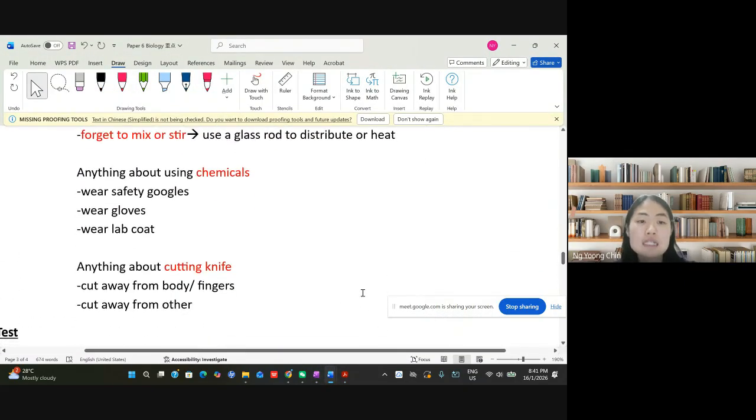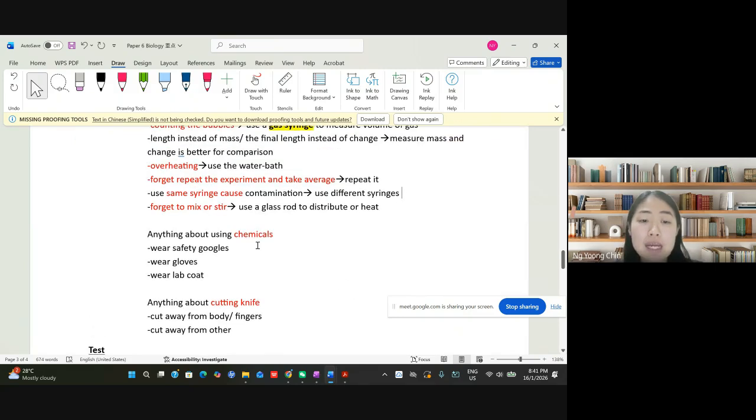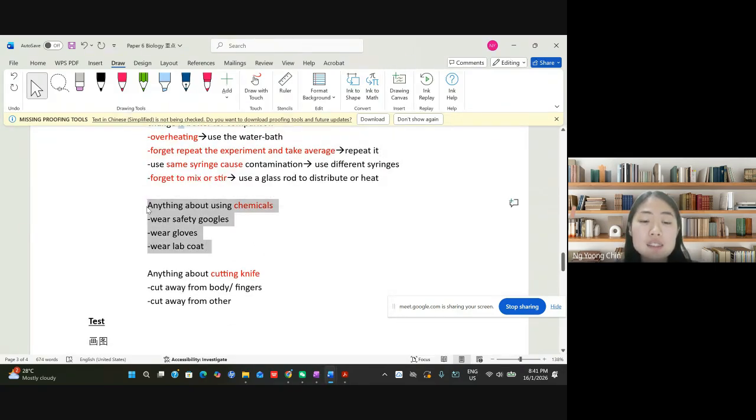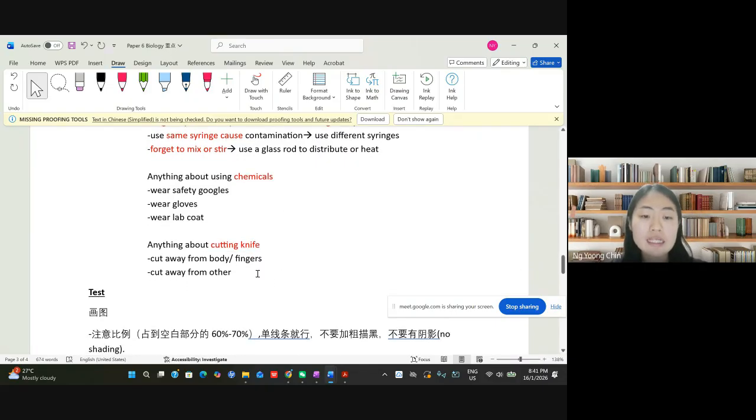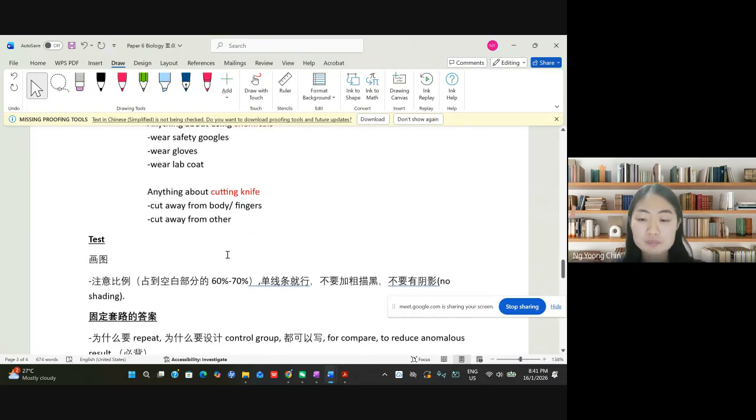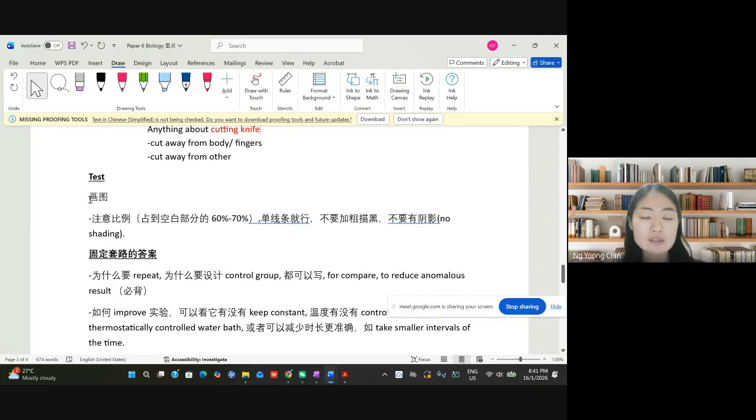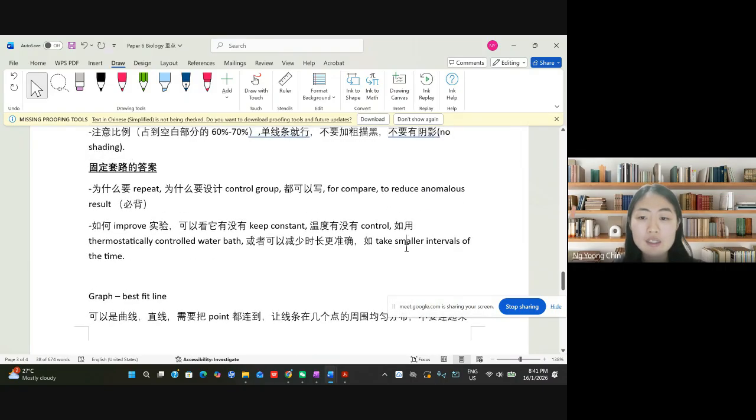If you deal with anything about chemicals, these are the precautions, or anything about a cutting knife. The experiment does include the cutting knife, right? So cut away from the finger. Be careful. Okay, so this is how you draw it. And then, some of the fixed answers.